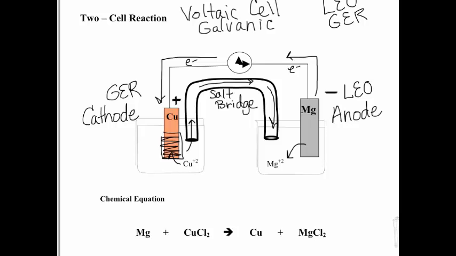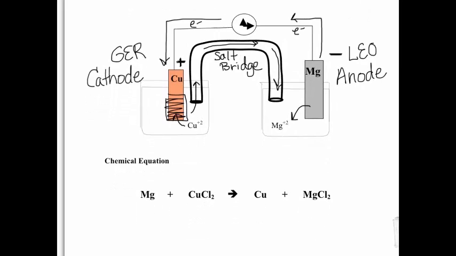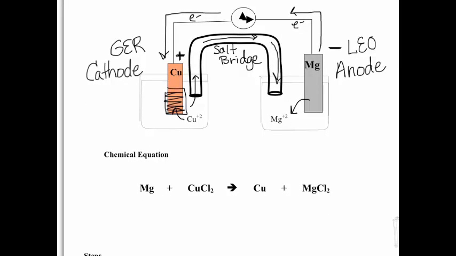So let's look at the reaction that's actually occurring here. In this reaction, we have solid magnesium losing electrons and becoming magnesium in solution. The copper from the solution on this side is going to pick up electrons to become solid copper here.